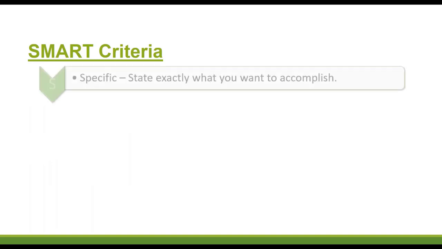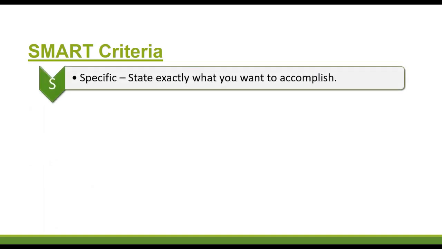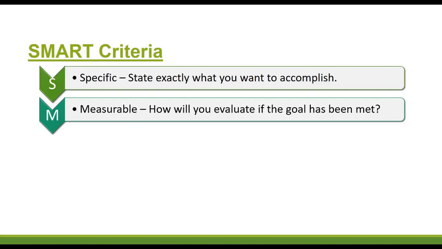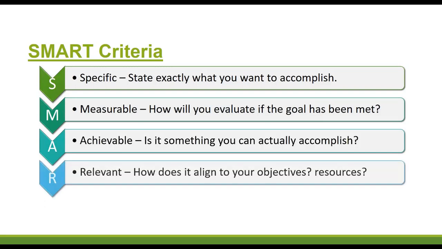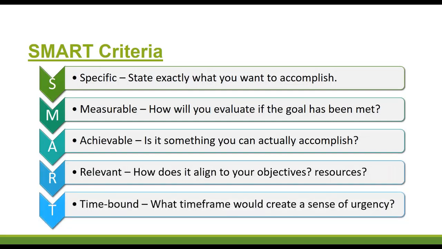To set goals which are clear and can be accomplished, they should be written based on SMART criteria. So the acronym SMART stands for S, specific. This is where you state exactly what you want to accomplish. M, measurable. How will you evaluate if the goal has been met? A, achievable. Is it something that you can actually accomplish? R for relevant. How does it align to your objectives and resources? And T for time bound. What time frame would create a sense of urgency?